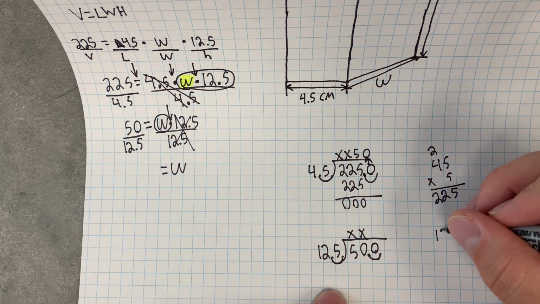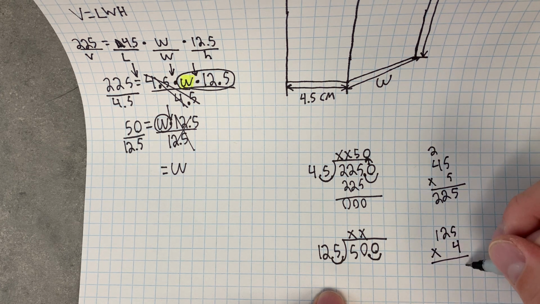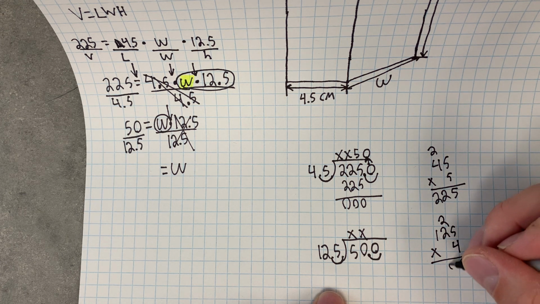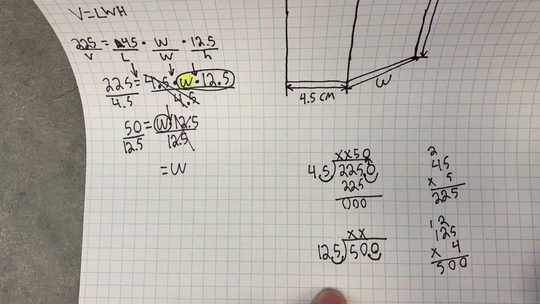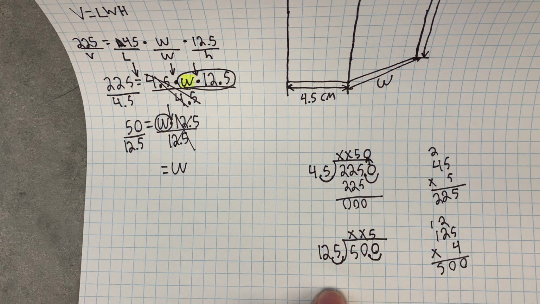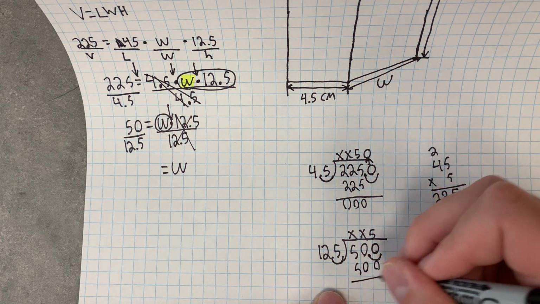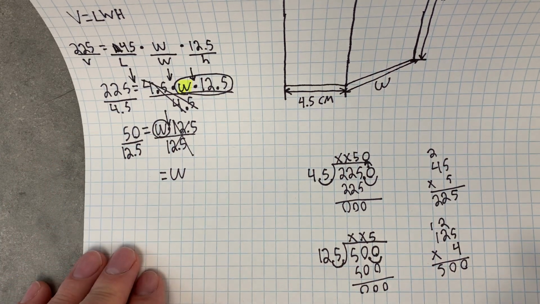So let's see what 125 times 4 is. See what we get there. All right. 4 times 5 is 20. 4 times 2 is 8. Plus 2 is 10. 4 times 1 is 4. Plus 1 is 5. It's exactly 500. So 500 divided by 125 is 5. Which means we are left with nothing here, so we are done with that. So 50 divided by 12.5 that we had over here is 5.